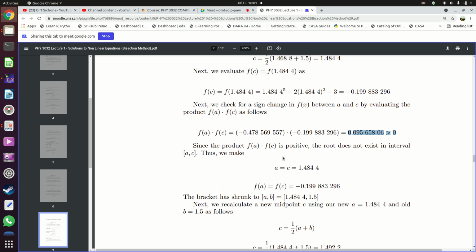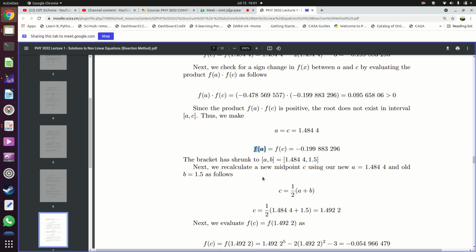If there is no solution between a and c, then you can make your midpoint c, which is 1.4844, become your new a. And the value of the function at c, which is minus 0.199883296, becomes your new f of a. So your bracket now shrinks to ab equals 1.4844, 1.5. It's becoming very small.